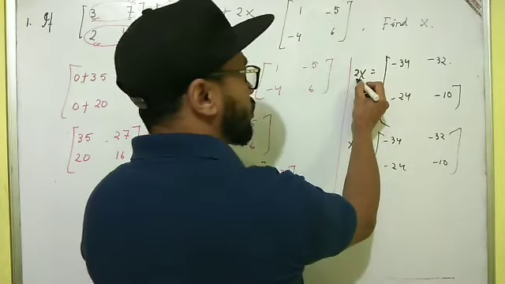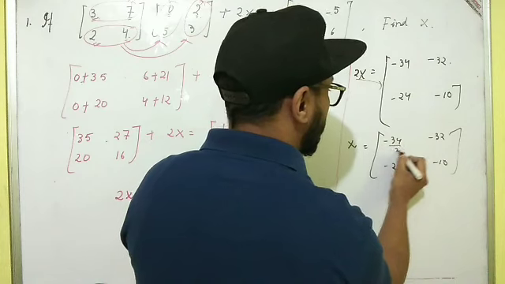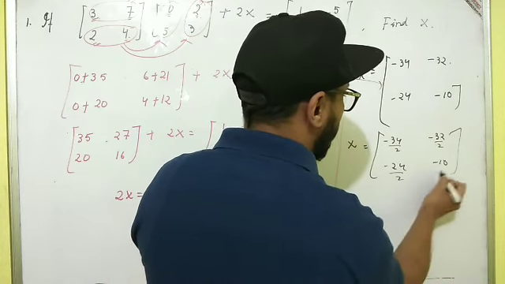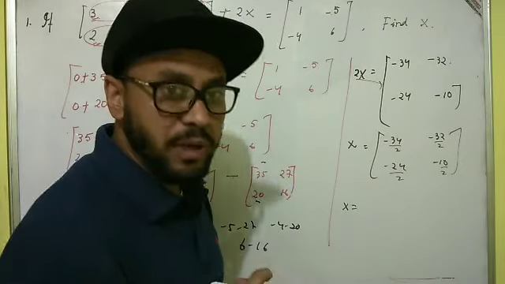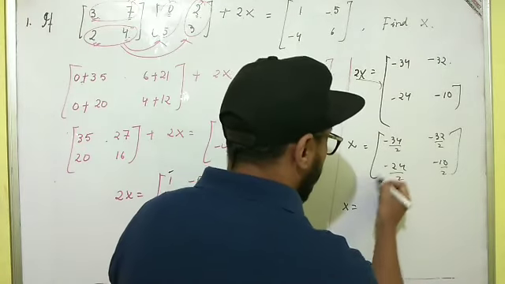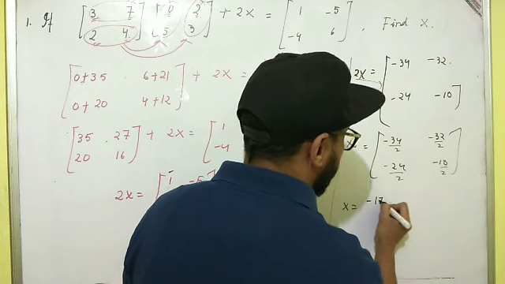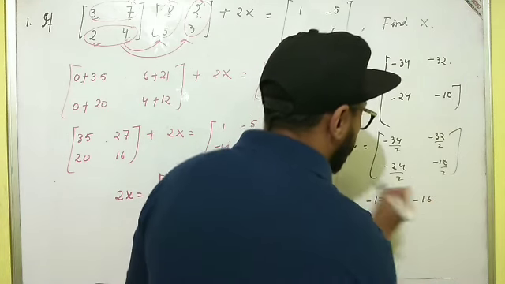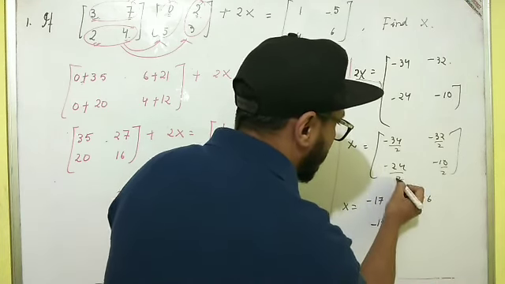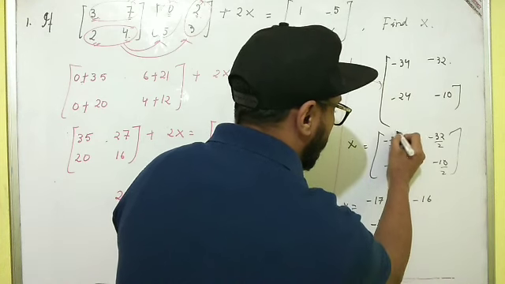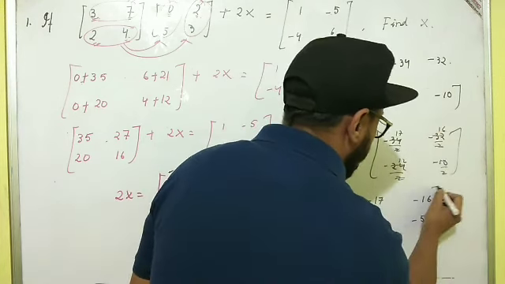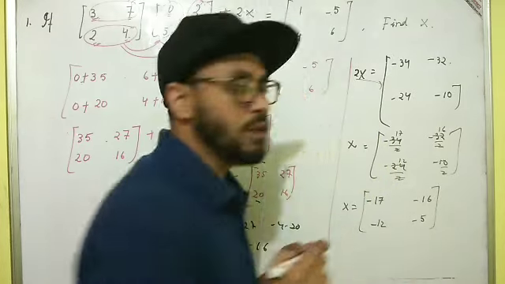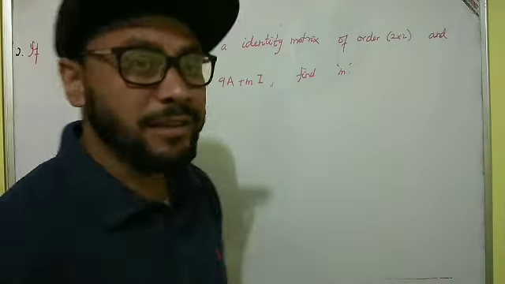Now where will this 2 go? The 2 will directly go down. You just divide all the elements by 2. So x is equal to, remember the scalar multiplication that we did in the second video, minus 17, minus 16, minus 12, minus 5, because we can easily cancel this. So this is the value of x. This is how we solve. So let's take the second example.